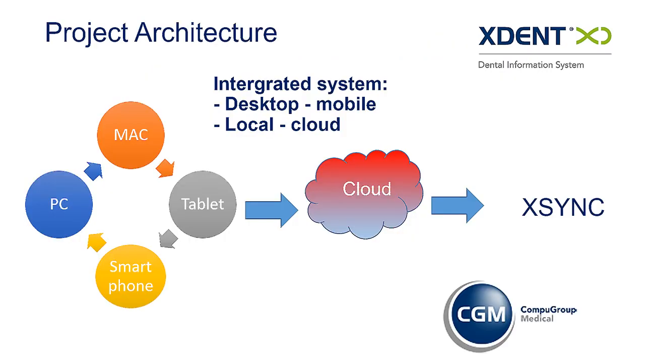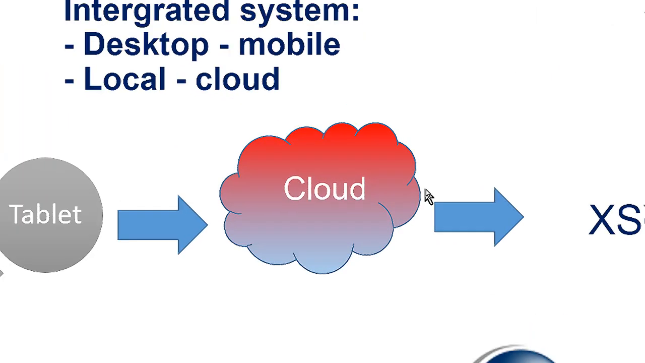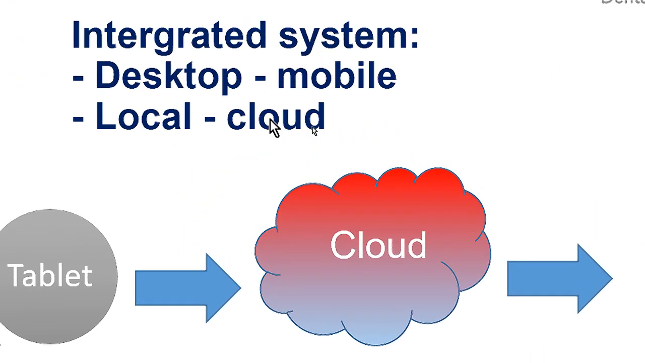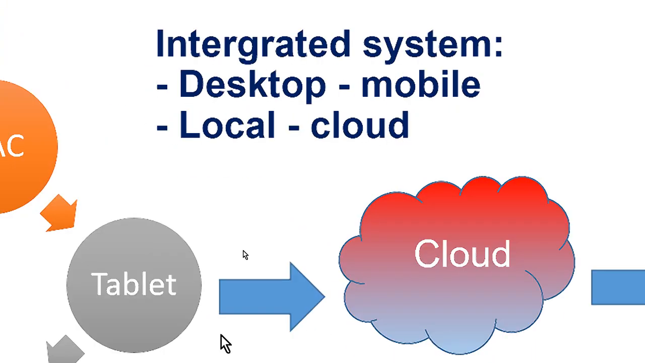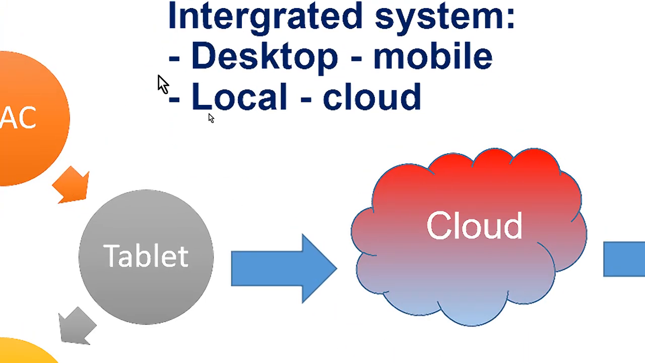The installation architecture: here we have Cloud and Xsync. Normally a normal clinic will be on the cloud. Xsync is for multiple clinics, an integrated system of desktop, mobile, and local cloud. Your desktop and your mobile phone have to be switched off at certain times, but the cloud is working 24 hours, 7 days.